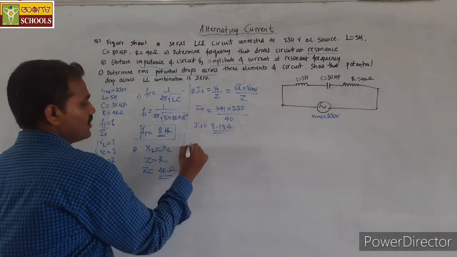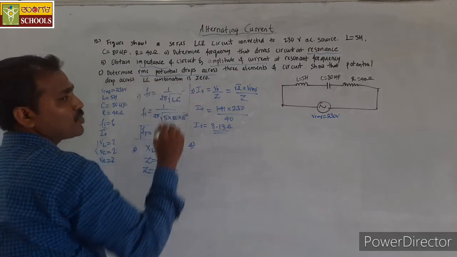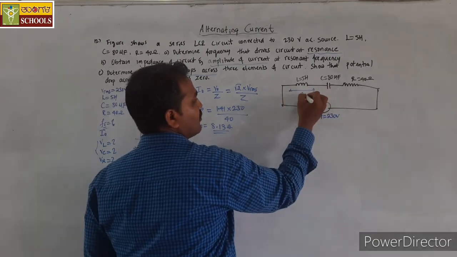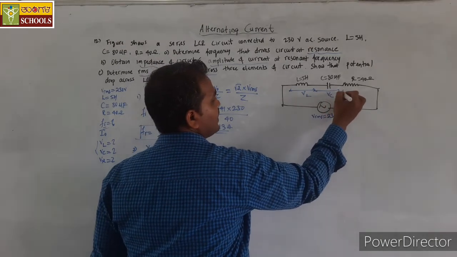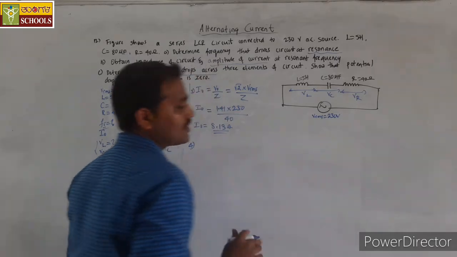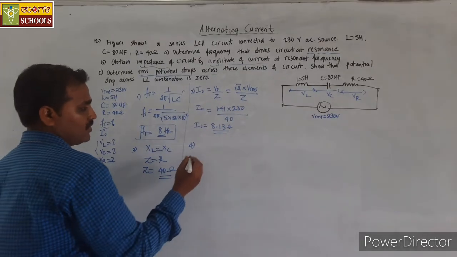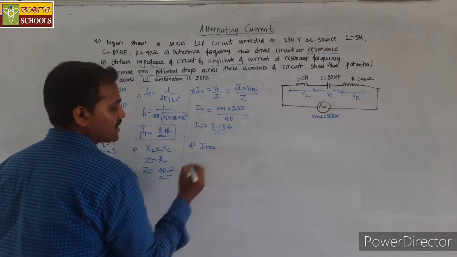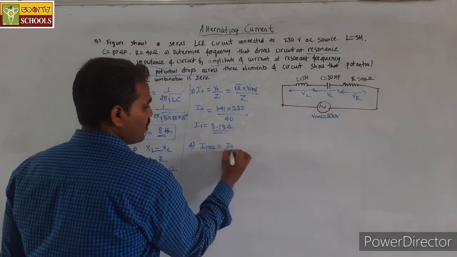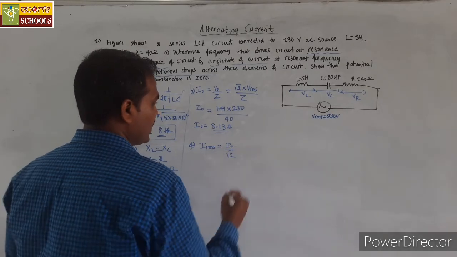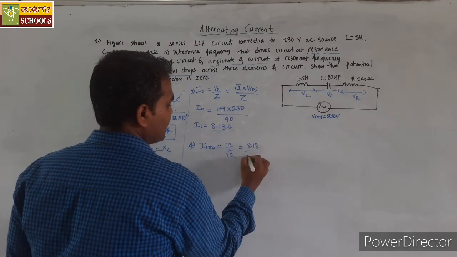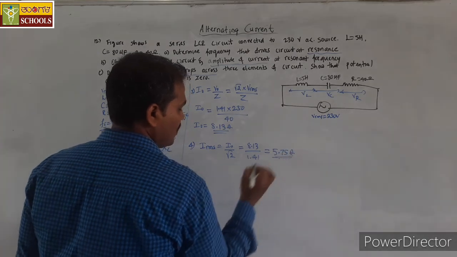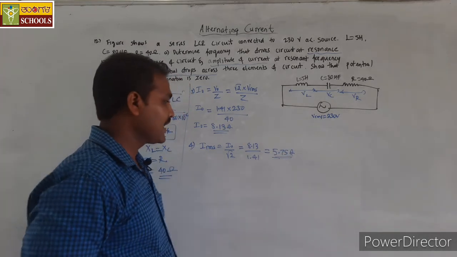Next I have to find out the RMS potential drops across inductor, capacitor and resistor. So I have to find out VL, VC and VR, those are the RMS potential drops. For that, first we have to find out the RMS value of current. So I RMS is equal to I naught divided by square root of 2, that is 8.13 divided by 1.41. This I get as 5.75 amperes. This is the RMS value of the current.